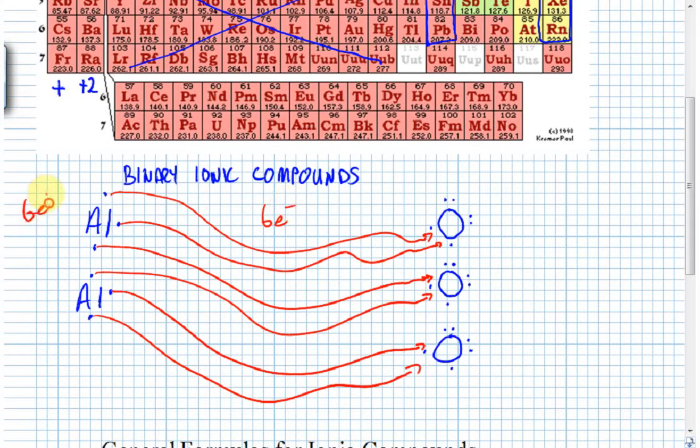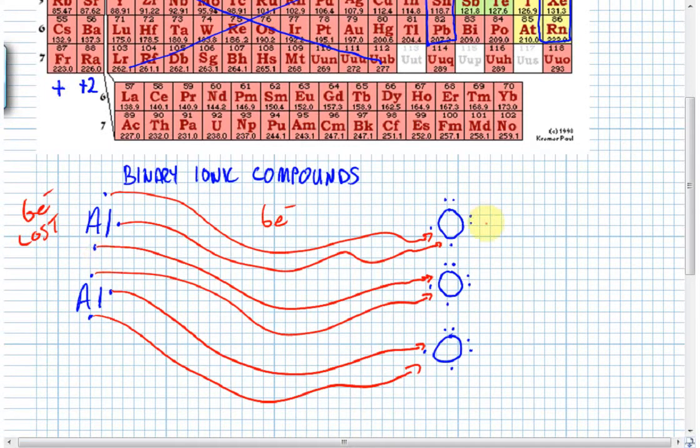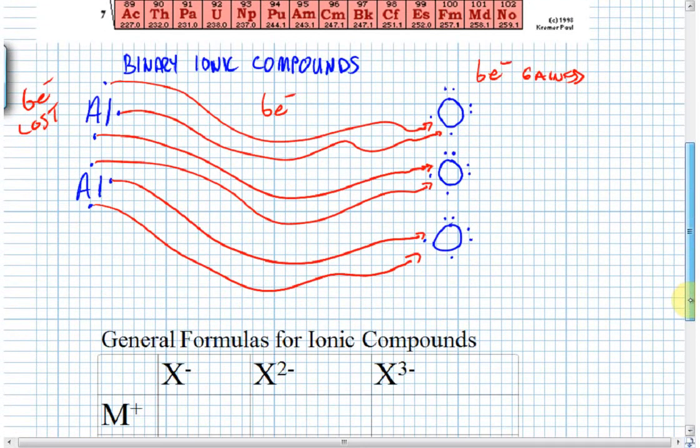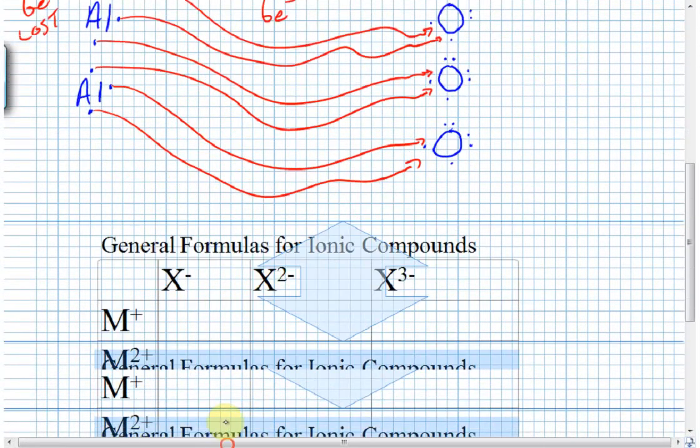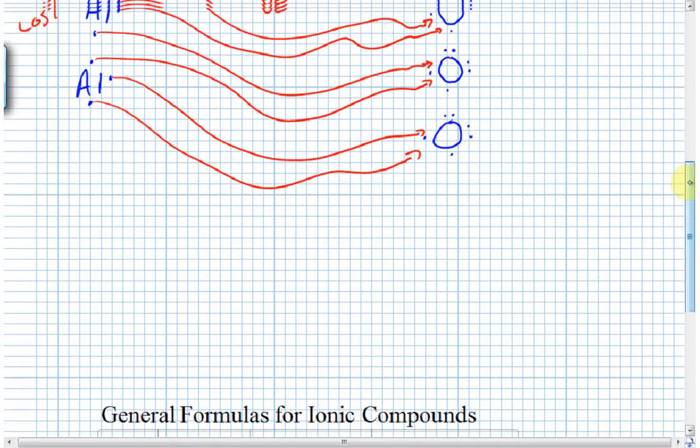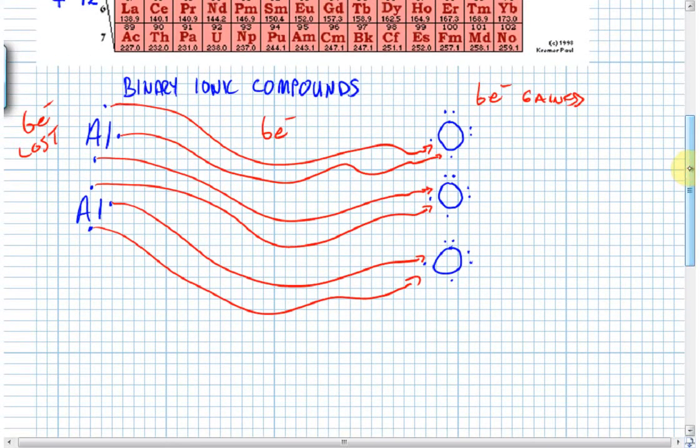We have 6 electrons lost over here by the 2 aluminum atoms. We have the 6 electrons gained over here by the 3 oxygen atoms. The result of that transfer is, each aluminum has lost 3 electrons, so we end up with 2 aluminum +3 ions. If you need to right now, you can pause the video and double check that an aluminum with a +3 charge has 10 electrons and will be isoelectronic with neon and therefore stable.